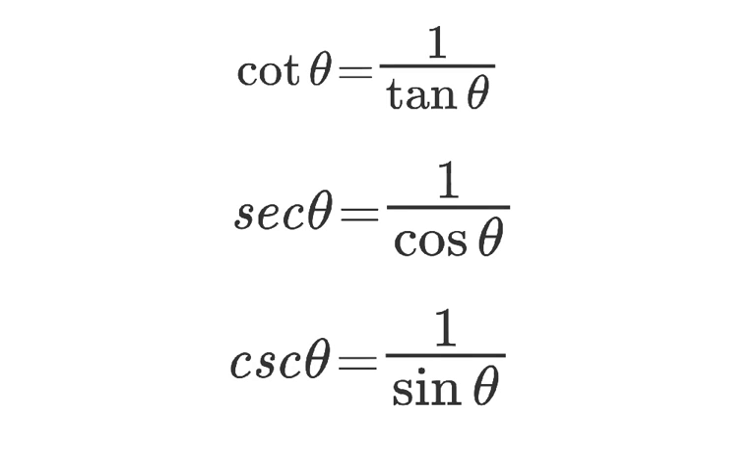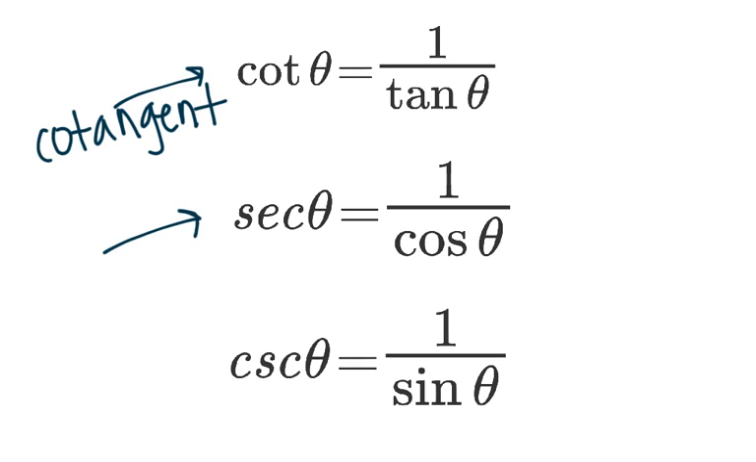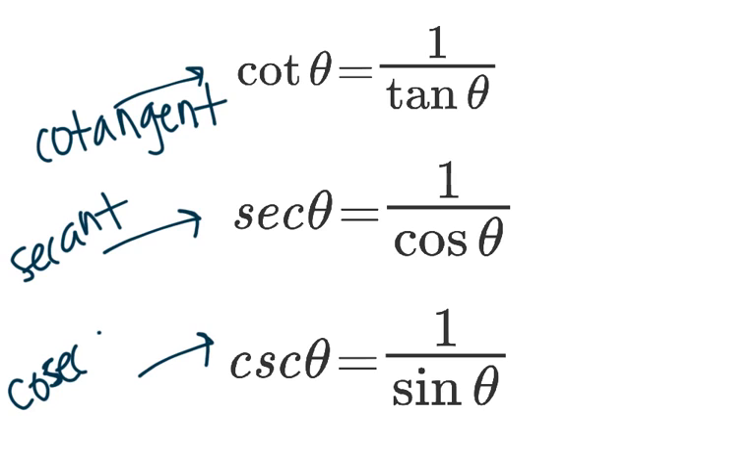So these are your three reciprocal functions. COT is short for cotangent. That's the full name for this function, and that is the reciprocal function of tangent. This is secant, without the abbreviation. That's the reciprocal of cosine. And then finally, this is cosecant. That's what the CSC stands for, cosecant.